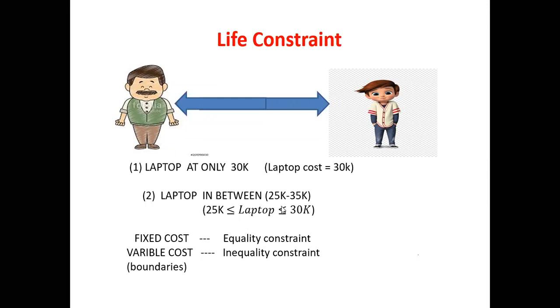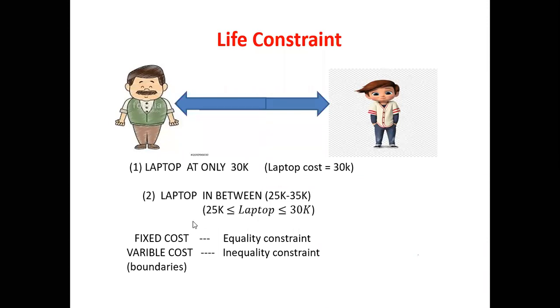This is an inequality constraint, or we can say a boundary constraint. Why are we saying boundaries? In order to buy a laptop, the cost has some boundaries. That is, the lower boundary is 25,000 rupees and the upper boundary is 35,000 rupees. So in between 25,000 and 35,000 you can spend.